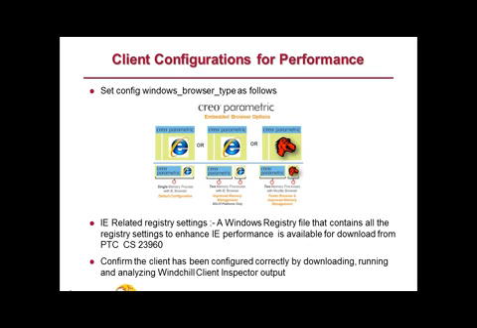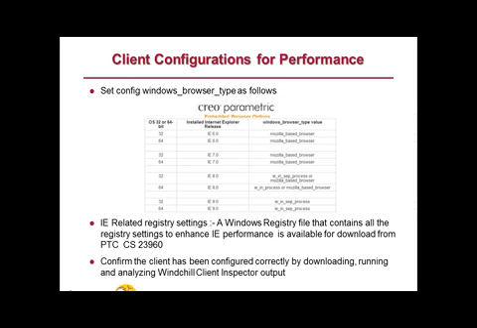Once you have all the configuration in place, you can download Windchill Client Inspector. That is a utility available to download from the PTC website. You can use this utility to verify your configuration and get recommendations. So once you have everything configured, you need to run this utility, get the output from it, and make the same changes in all your client systems. That will help you in having an optimized client. So this is a list of recommendations for each of the browsers and based on the operating system.